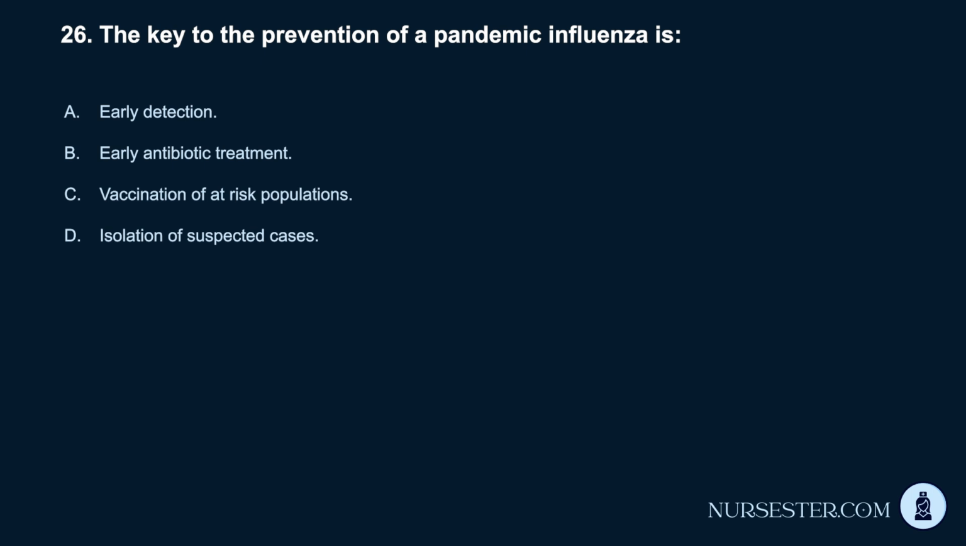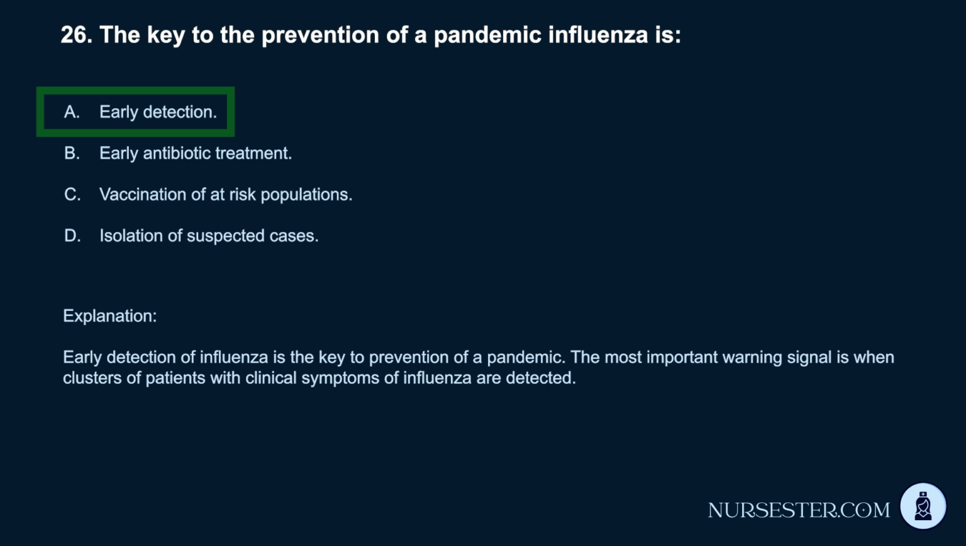Early detection. B. Early antibiotic treatment. C. Vaccination of at-risk populations. D. Isolation of suspected cases. Correct answer: early detection. Early detection of influenza is the key to prevention of a pandemic. The most important warning signal is when clusters of patients with clinical symptoms of influenza are detected.